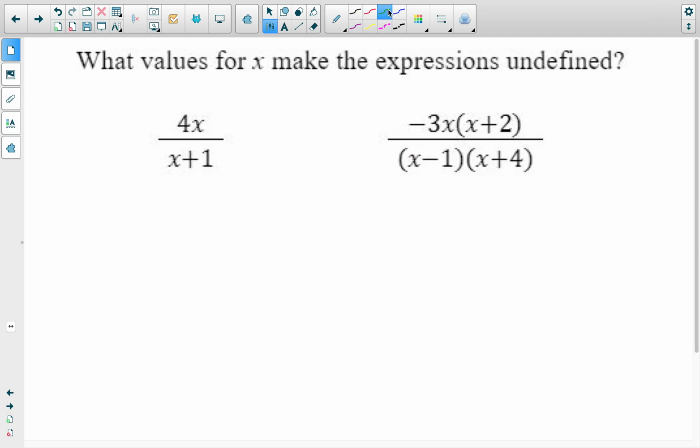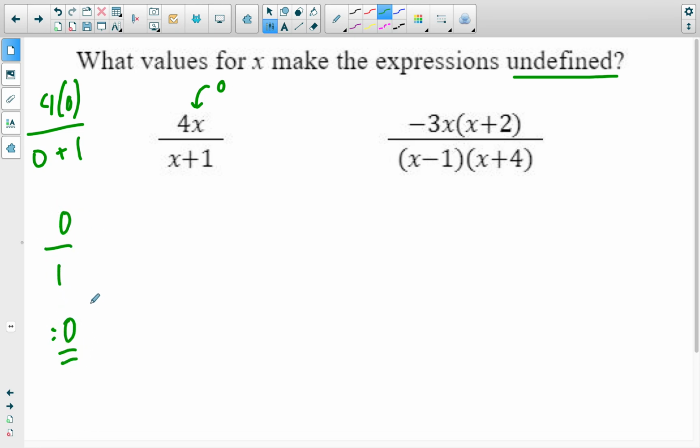So something else we want to keep in mind is that division by 0 is undefined. So what value or values for x would make this first expression be undefined? What if I plugged in 0 for x? Then I would have 4 times 0 divided by 0 plus 1, and then I'd have 0 divided by 1, which is equal to 0. So I'm not undefined when x equals 0.